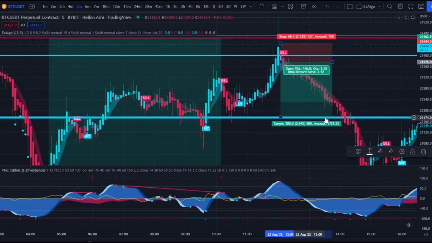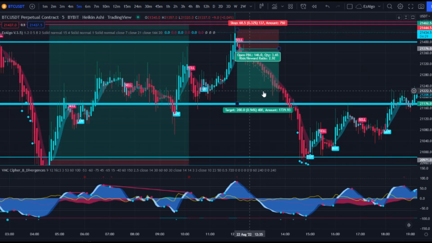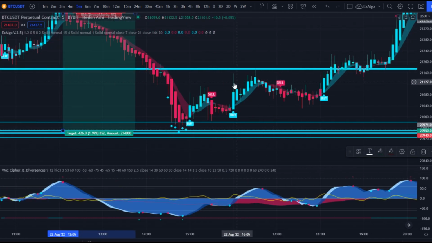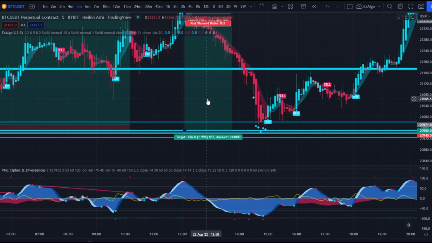And same thing the other way. We're going to take profit one at this support level right around here. Then we're going to move our stop loss to break even. And then we're going to take our second take profit down here at this support level. And I'm pretty sure we just hit it. All right. So that was another winning trade.